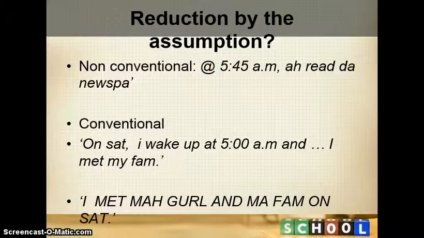So it is a change that is non-conventional. So the conventional, it will be on Saturday I wake up at 5 a.m. and I met my fam. On the other example we have I met my girl and my fam on Saturday, instead of saying I met my girl and my family on Saturday.